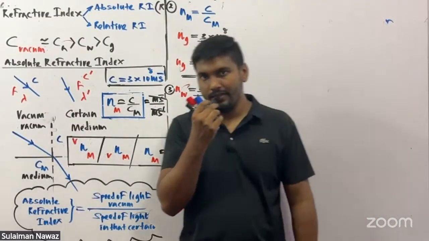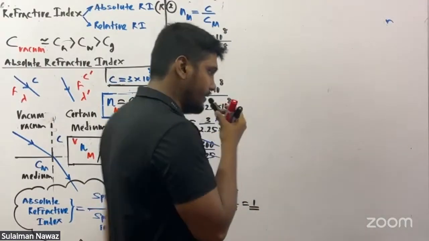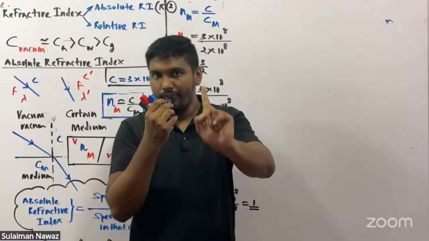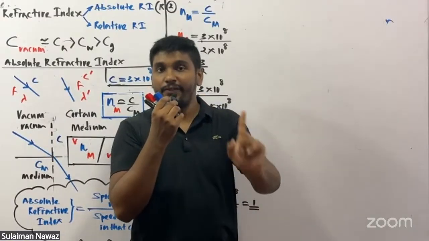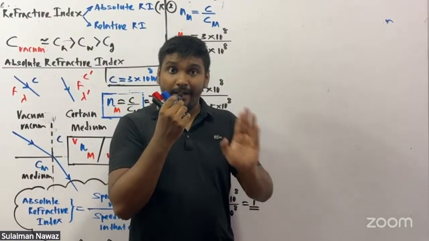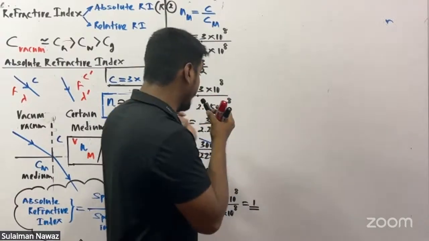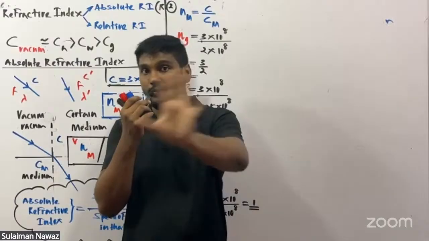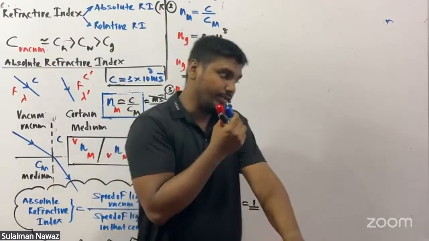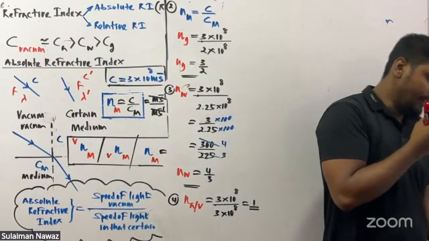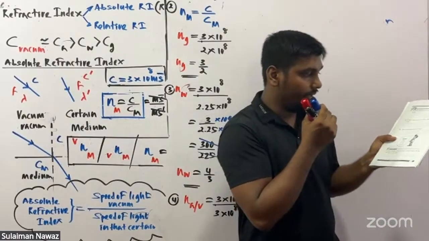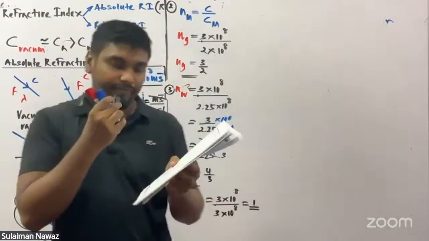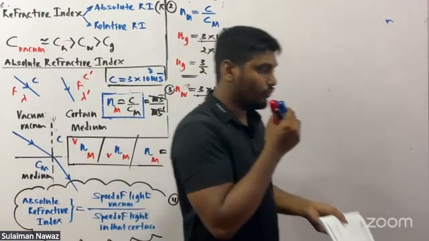So what is the absolute refractive index of vacuum? 1. What is the absolute refractive index of air? 1. What is the absolute refractive index of water? 4 over 3. What is the absolute refractive index of glass? 3 over 2. You must learn these values by heart. Highlight, remember: air, absolute refractive index 1. Water 4 over 3. Glass 3 over 2.